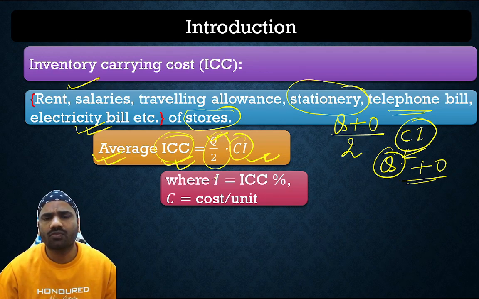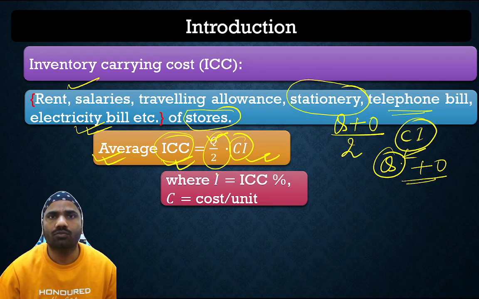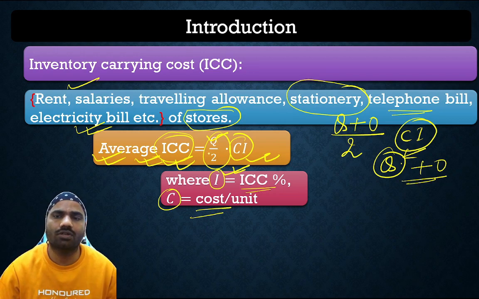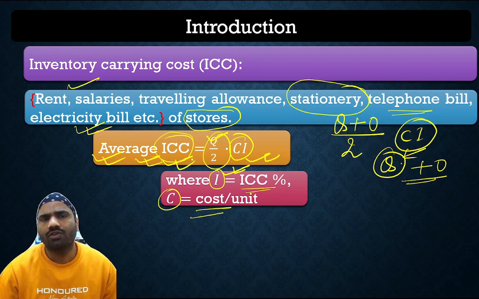Sometimes in the given problem, the inventory carrying cost will be given as I, the percentage of inventory carrying cost, and also C, which is the cost per unit. So to find inventory carrying cost per quantity, we will find C into I. An average inventory carrying cost we will find by multiplying with the term Q by 2, where Q is the ordering quantity. So we have discussed the ordering cost and inventory carrying cost.